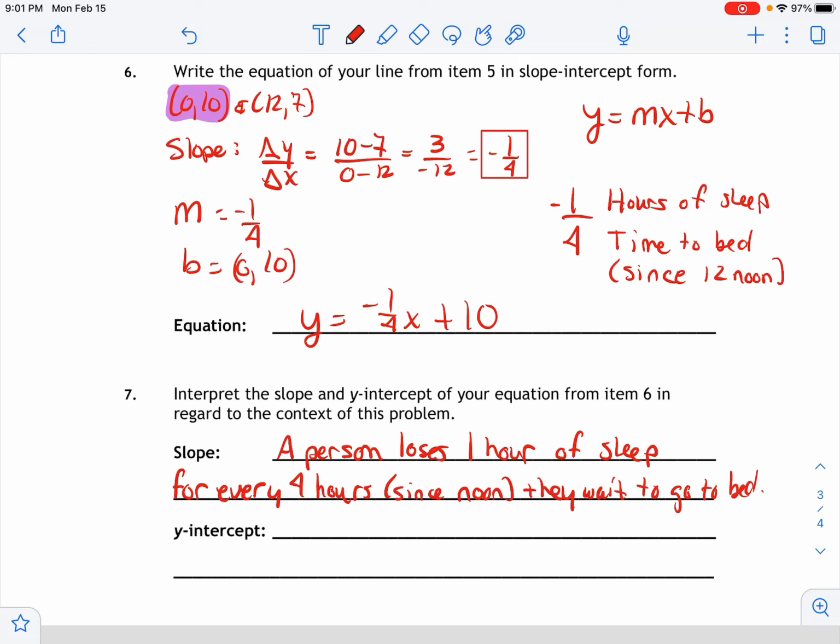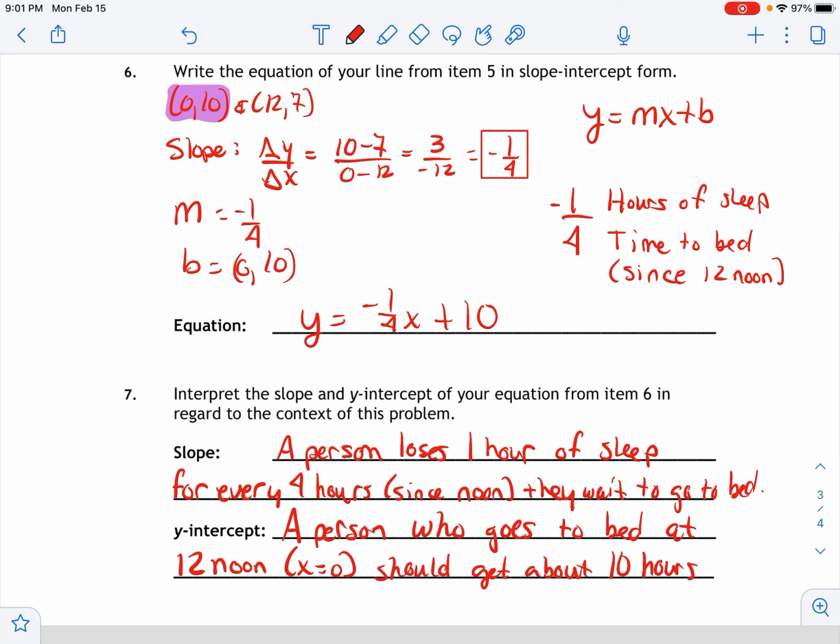And then for the y-intercept, the interpretation would be a person who goes to bed at 12 noon, which was x equals 0, should get about 10 hours of sleep. Okay? So that's how you can complete those parts, problem 6 and 7.